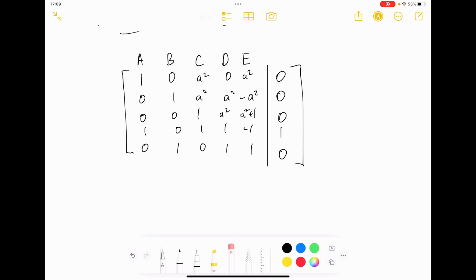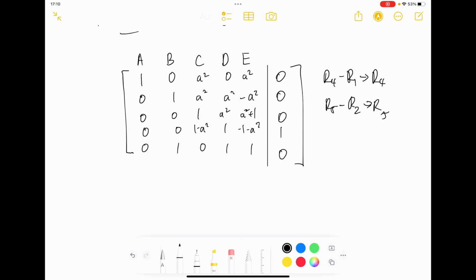So what we're going to do is perform the row operation row 4 minus row 1, which goes into row 4, and row 5 minus row 2, which goes into row 5. That is going to be quite good because it will get rid of the 1. So let's do the first one first. Row 4 minus row 1. So that's 0, 0, and then 1 minus a squared. 1 minus 0 is 0. Minus 1 minus a squared here.